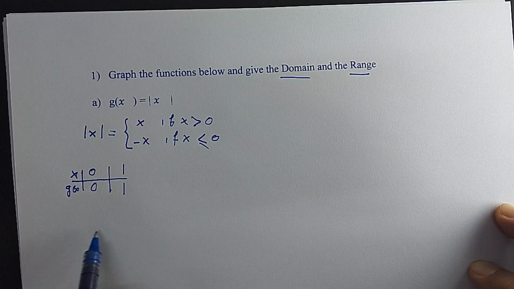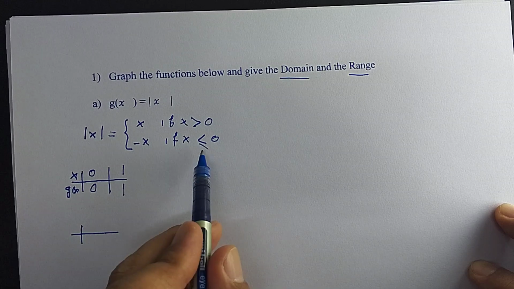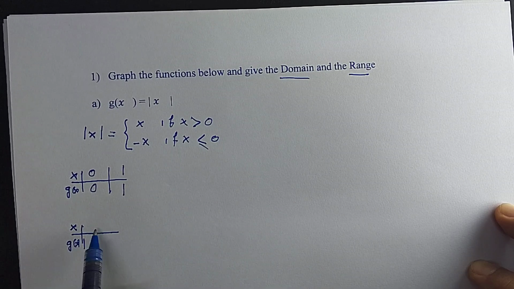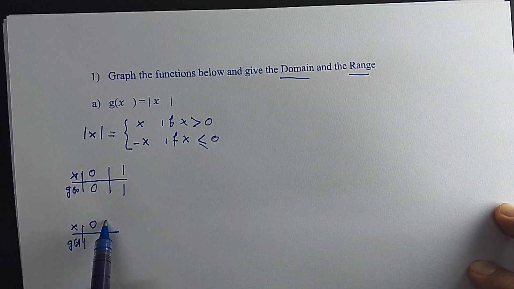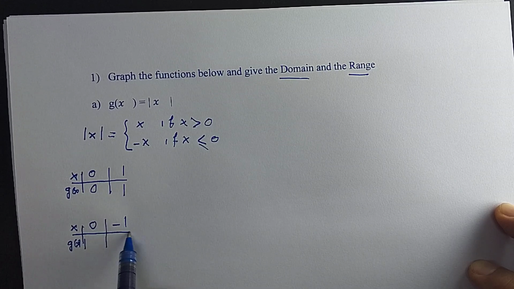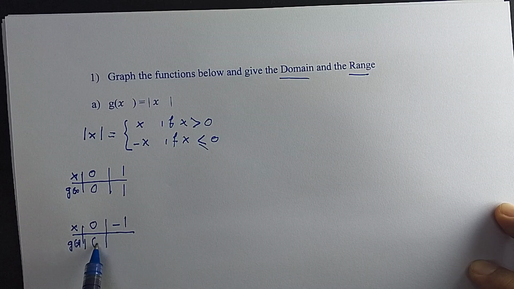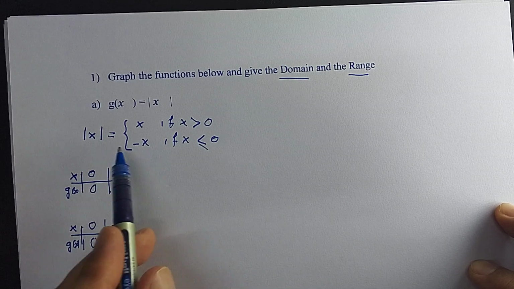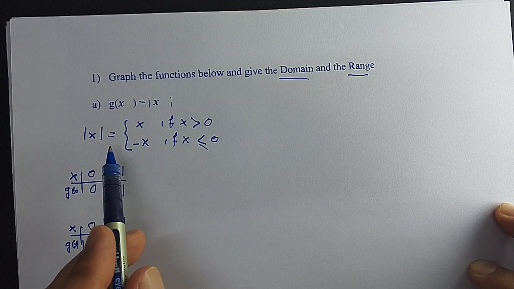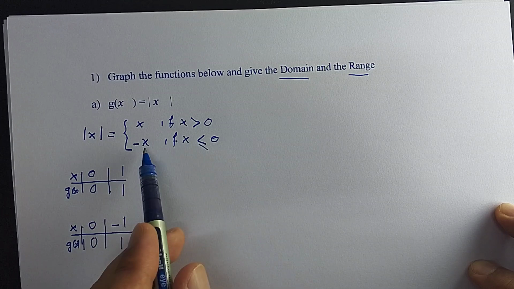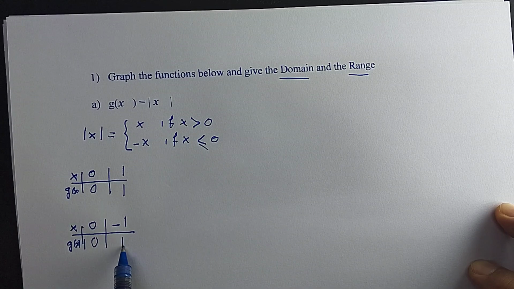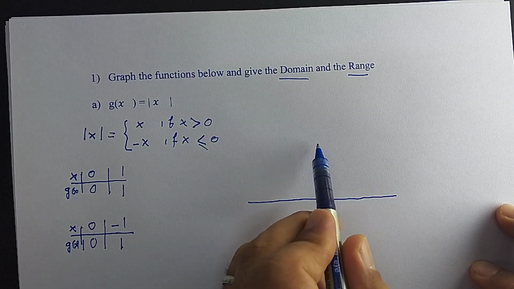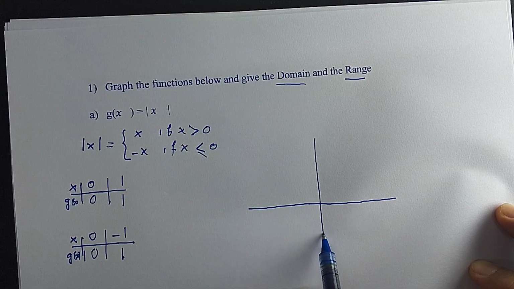Next one, if x is negative, g(x) here. So I put also 0 and minus 1. The image of 0 equals 0 and the image of minus 1 equals 1, because the absolute value of x in the negative part is minus x. Minus of minus 1 equals 1. So I plot our graph of g here.